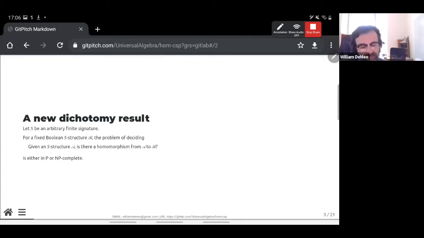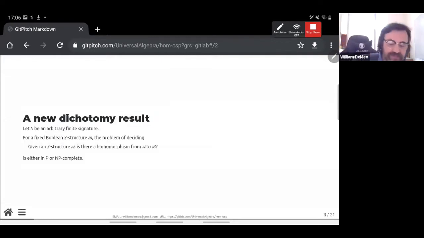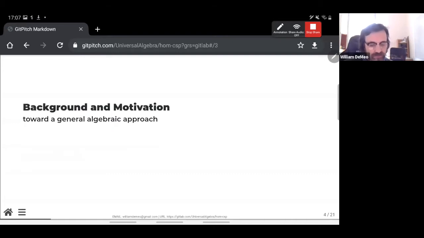So this seems like, well, that's already been done by Schaefer, right? This dichotomy has already been proved by Schaefer for Boolean structures. Well, not only for Boolean relational structures, but what we've done is extended this to arbitrary structures with relations and operations.